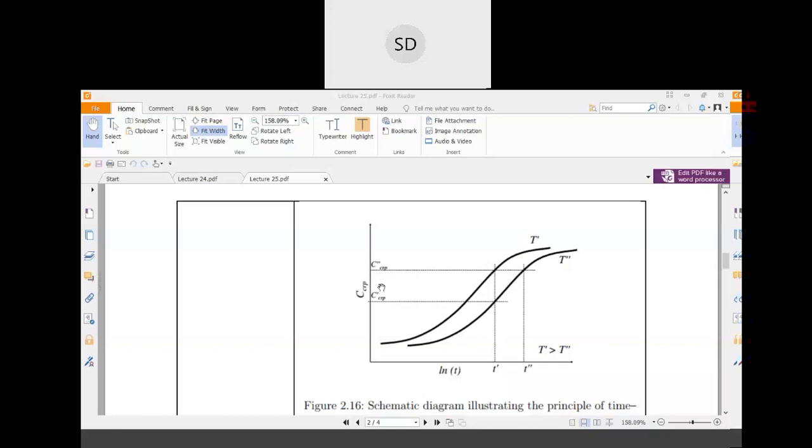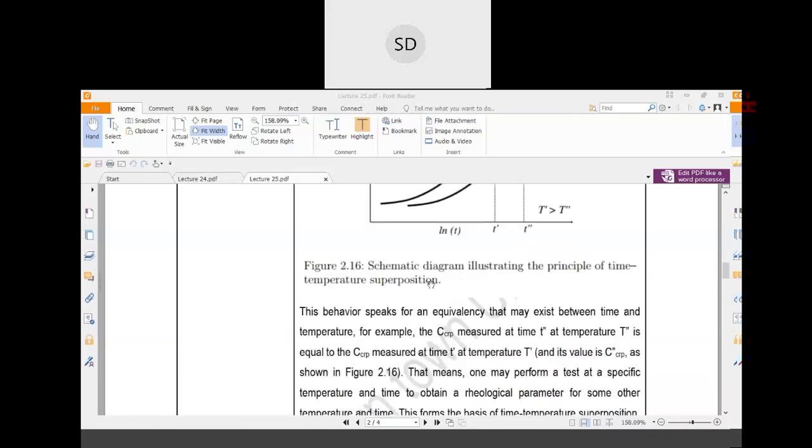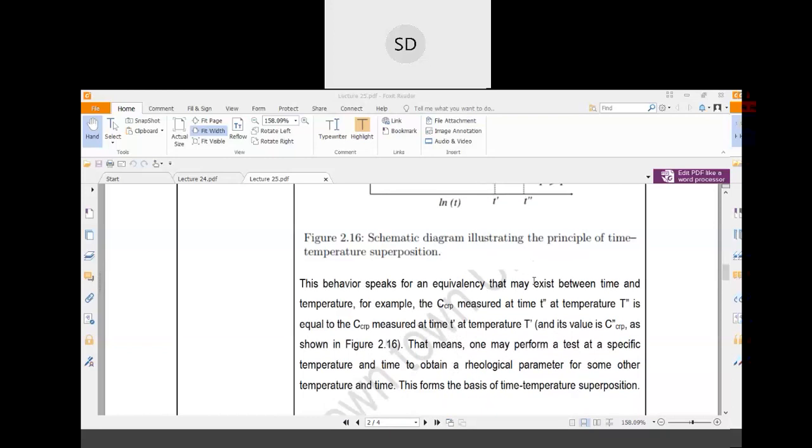Now the thing is, here the creep value at T double dash is higher, that is C double dash creep, because as the temperature changes, the strain on these two asphaltic materials would be imposing at a higher rate. Therefore, you are getting a greater creep value as the time changes. So basically this is your time temperature superposition. Now this behavior speaks for an equivalency that may exist between time and temperature.